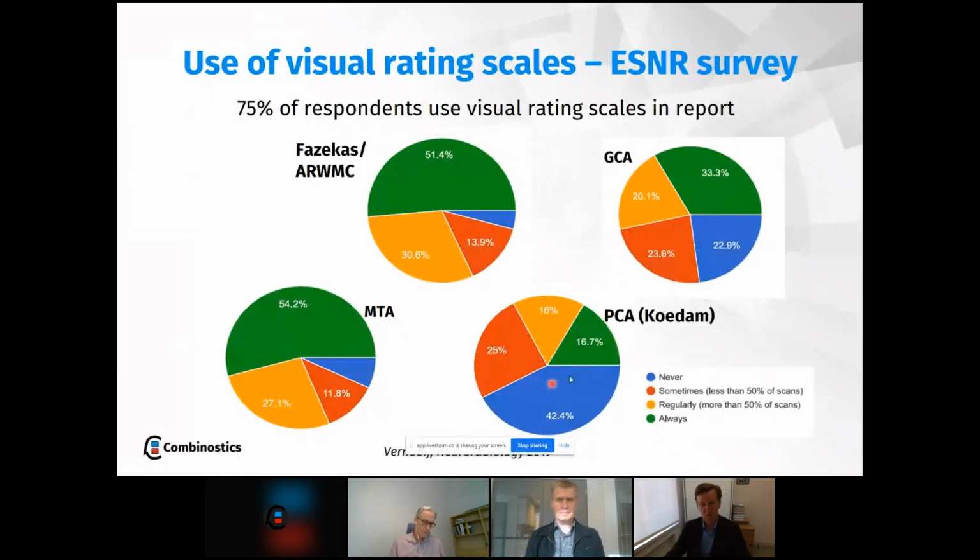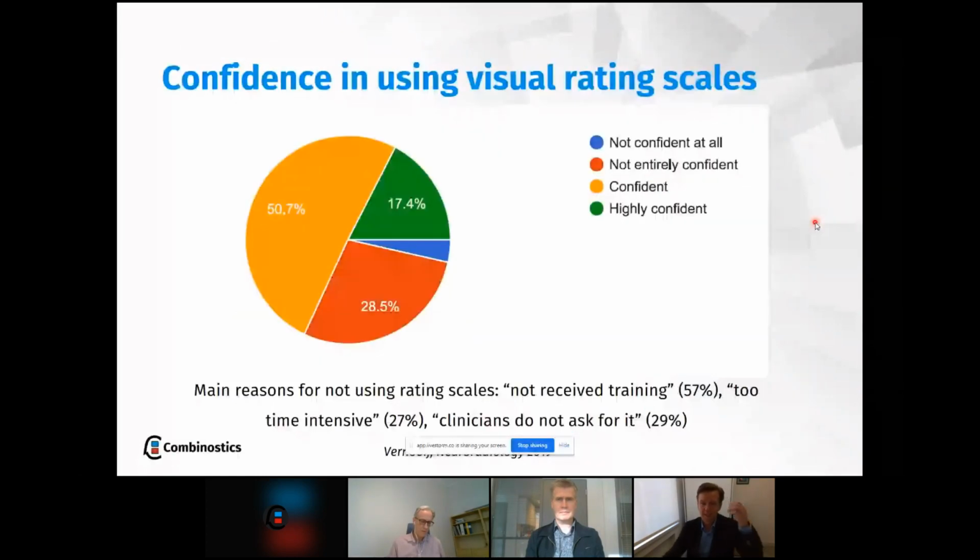But then you can see that, for example, the PCA scale is less well known, less well used, and the global cortical atrophy scale is a bit in between. And so it's variable, and that has to do with the confidence, I guess, that people have. And only a small percentage of people is really confident about the use of them, and others have some level of competency, but there are also people that are not confident at all.